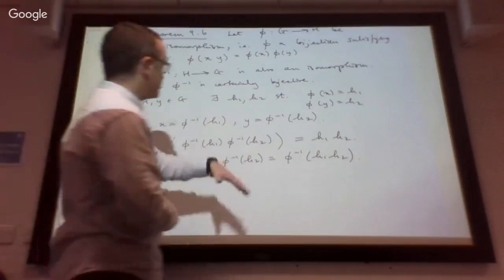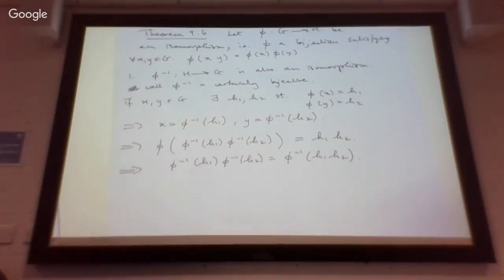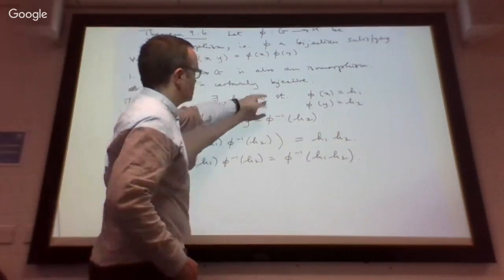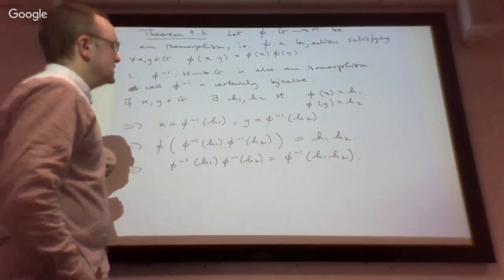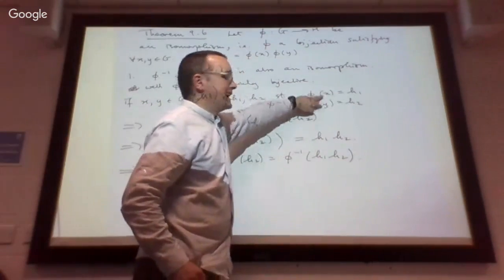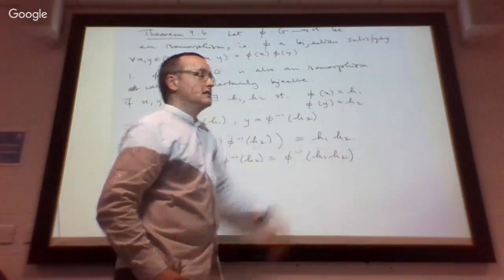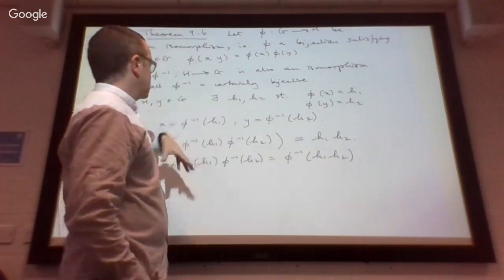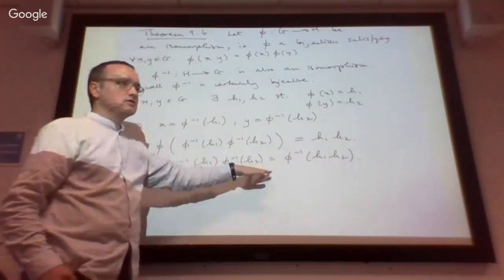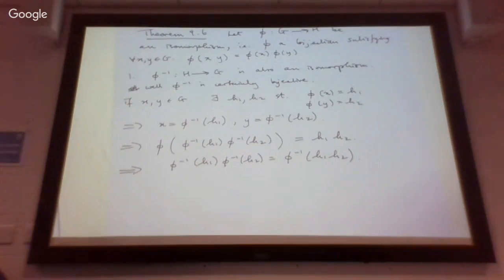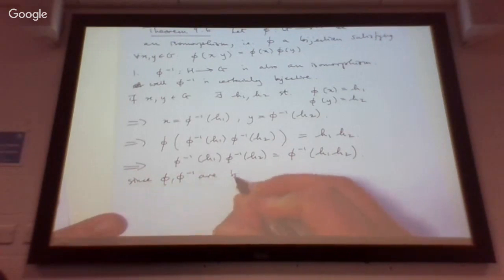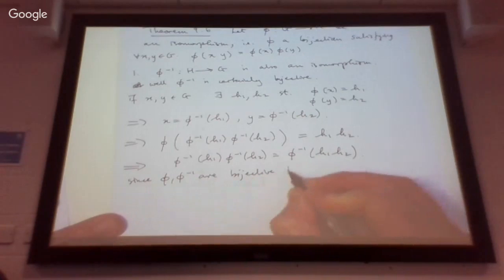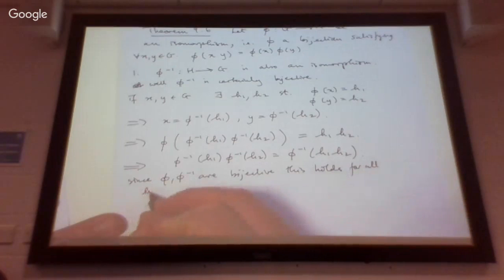Does it apply for every H1 and H2? Well, I started off, if x and y were in G, then there exists an H1 and H2. But because the map is injective, is bijective, that means for any H1 and H2, there will be an x and y that gets sent to them. Okay, so if there's an x and y that gets sent to them, then we can do this thing and recover the homomorphism. So it does. Since phi and phi inverse are bijective, it holds for all H1 and H2.